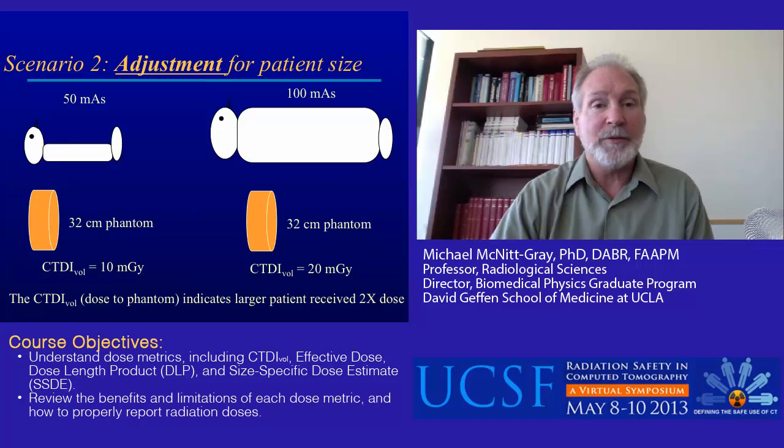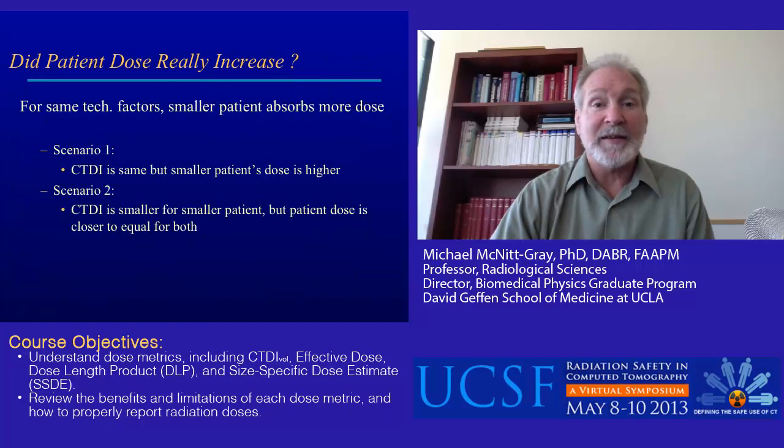In scenario number two, where we do adjust for patient size, let's say we give 50 mAs to the patient on the left and keep it at 100 mAs for the patient on the right. The dose to the phantom would be less for the patient on the left and remain at 20 milligray for the patient on the right. So the dose to the phantom in these two scenarios is different, and it indicates the larger patient received twice the dose. But in fact, did the patient dose really increase?